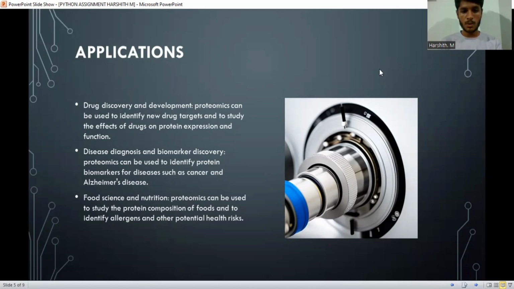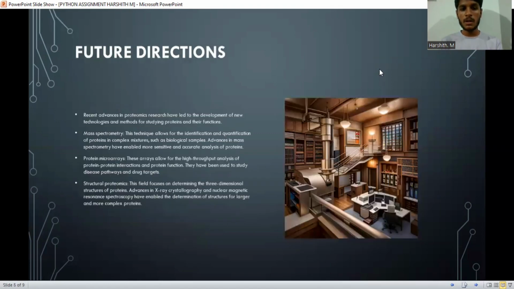Proteomics can be used to identify protein biomarkers for diseases such as cancer and Alzheimer's disease. Food science and nutrition. Proteomics can be used to study the protein composition of foods and to identify allergens and other potential health risks. The future directions of proteomics.